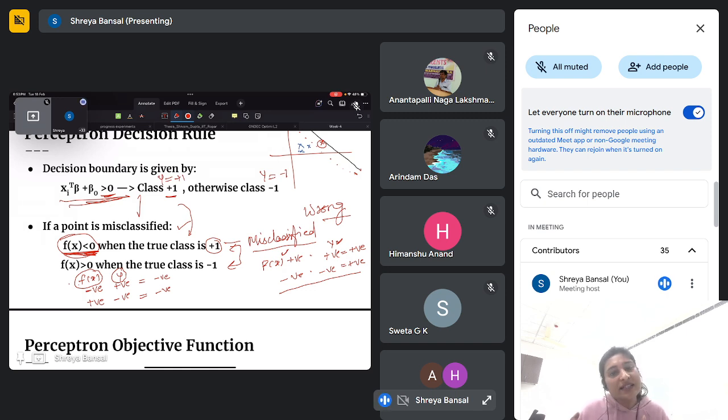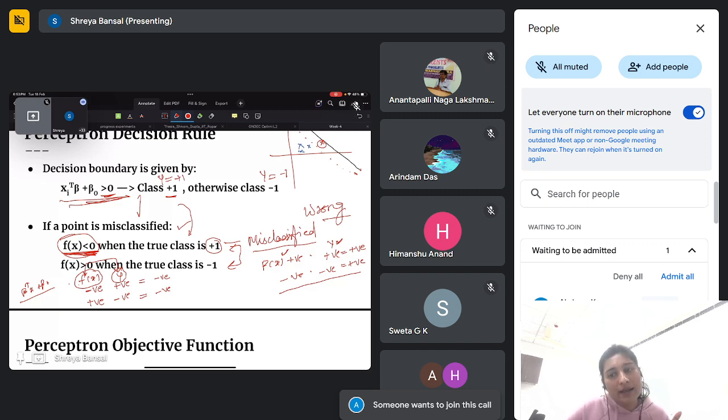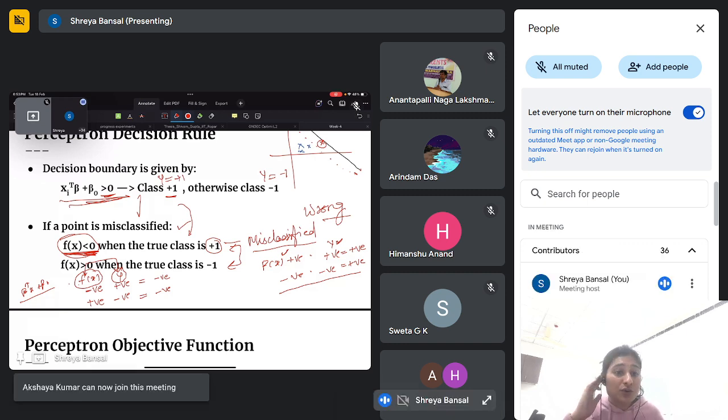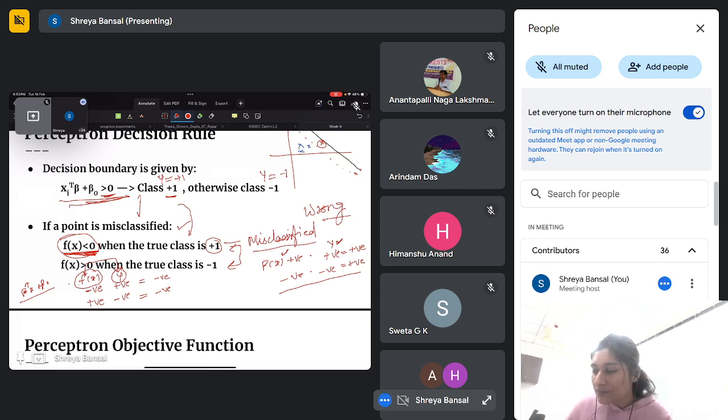From a human perspective, it's easy to say this is misclassified and this is correctly classified. But in mathematical form, we need a proper function, a proper objective. So now I can deduce that if I multiply y with f(x), which is beta transpose x plus beta naught, and I get a positive value, then I am good. But I want to reduce the negative value. If it is positive, I have to maximize the positive and minimize the negative, right?